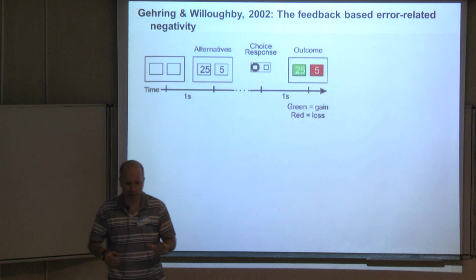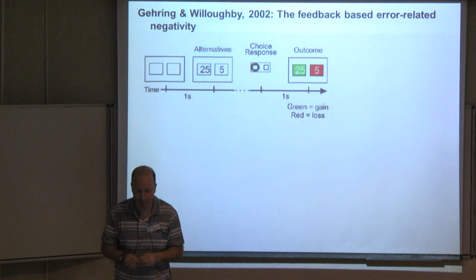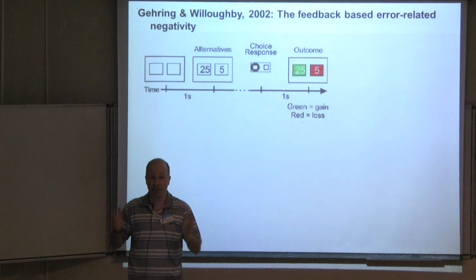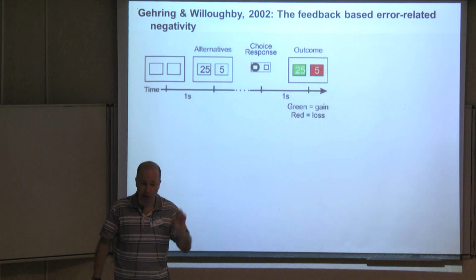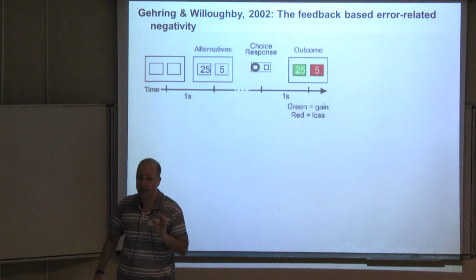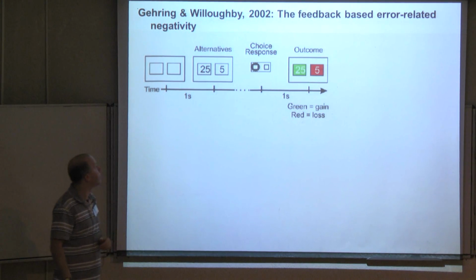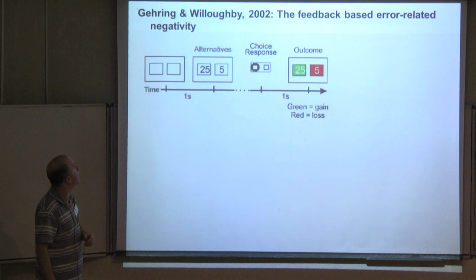But before I get to the puzzle, I want to show you another classic result by Gehring and Willoughby. This is considered a pioneering brain study which found an effect also related to losses called the feedback-based error-related negativity. They had a task similar to ours. This was published in Science, I believe.